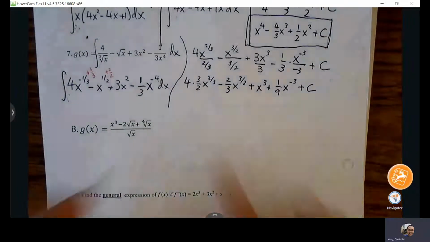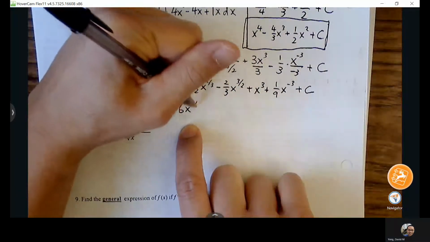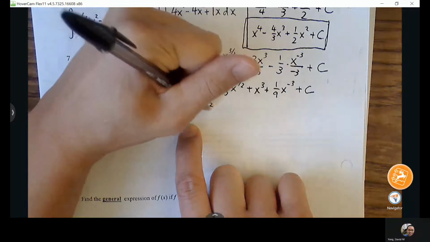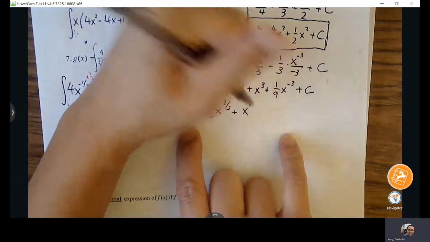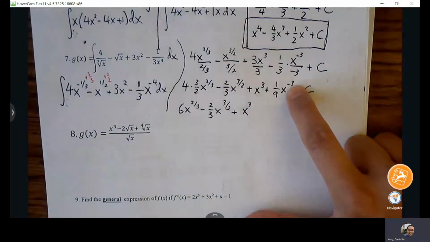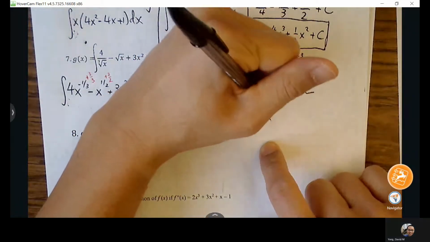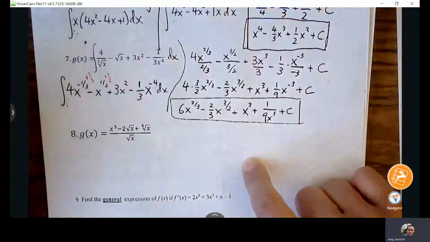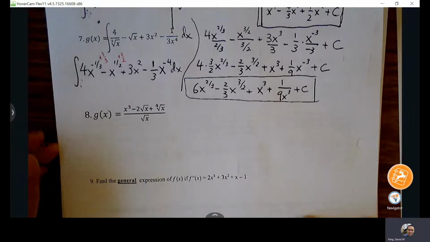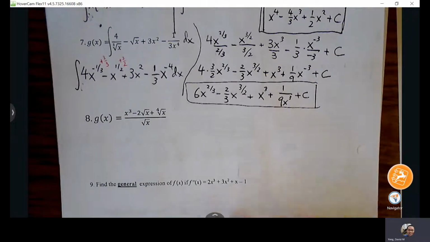Now, one more step to clean up here. This is 12/2, which is 6. And finally, if you see any negative exponents, push it back down to the denominator. Okay, questions so far?